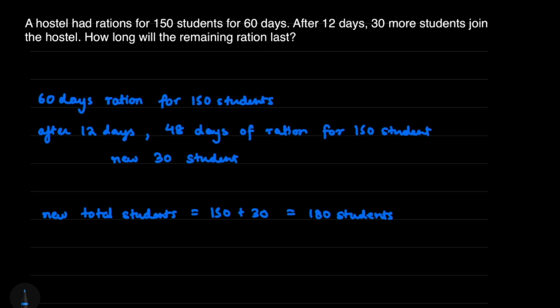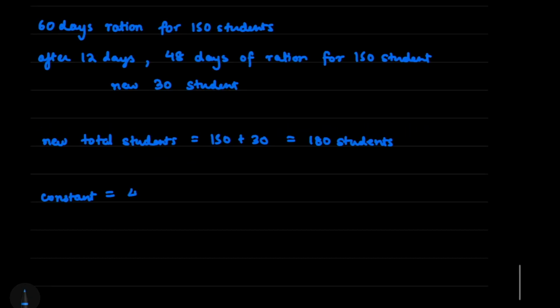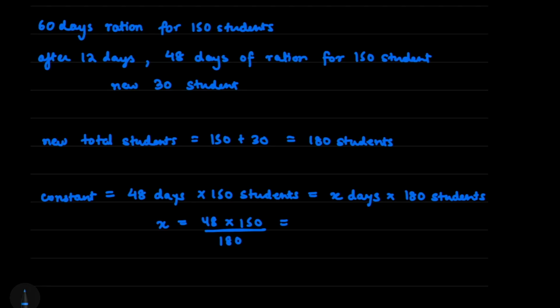So we'll again find the constant, 48 days into 150 students. And this would be equal to, again, x days for 180 students. And now we'll solve for x. And then x finally comes out to be 40 days. So our new rationing would be 40 days for 180 students. And that's how we solve this question.